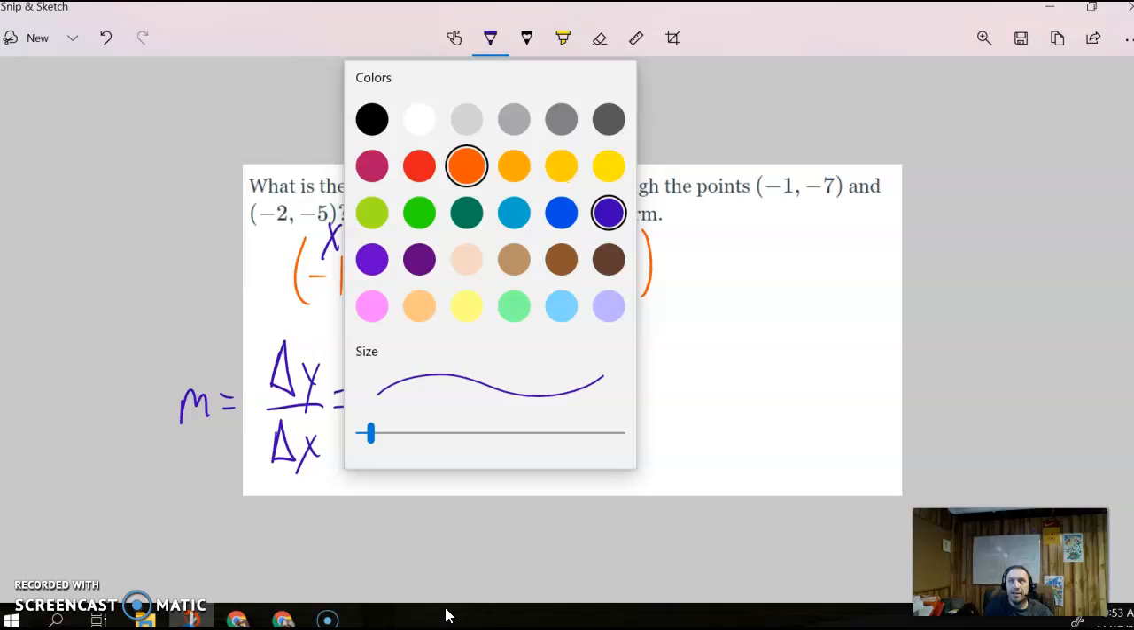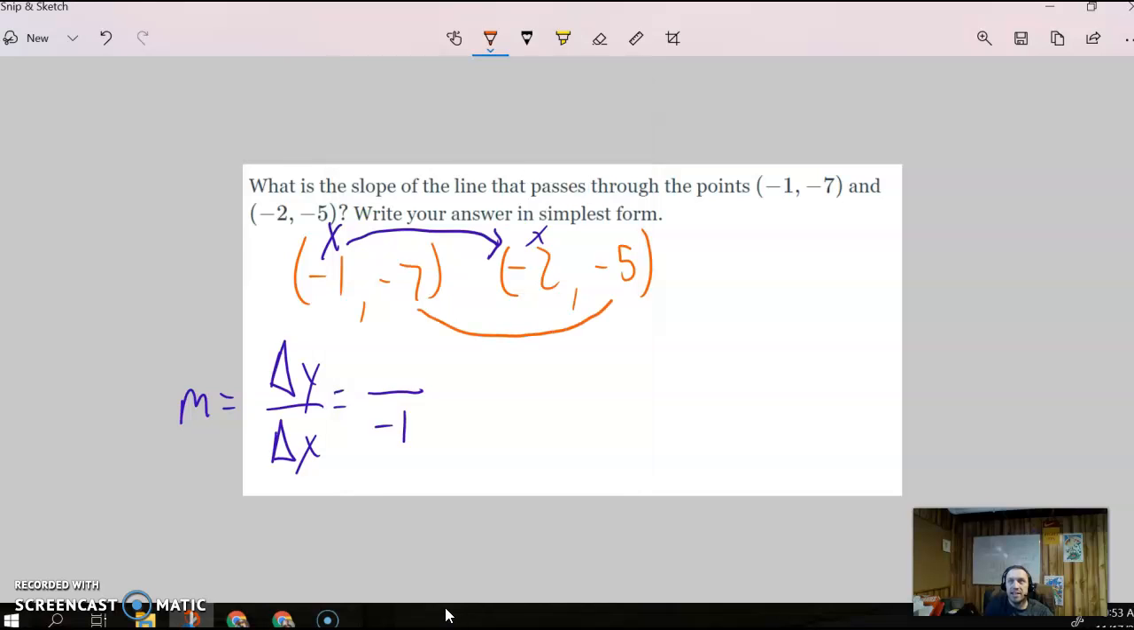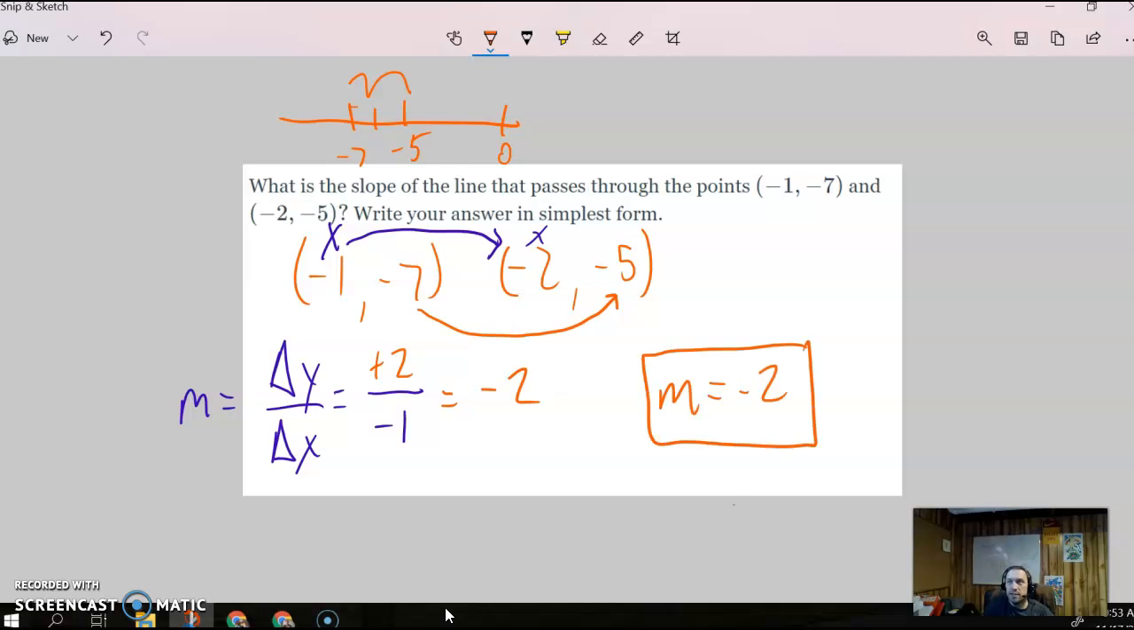My delta y goes from -7 to -5. So if I'm at -7 on a number line and I go to -5, I'm getting closer to 0, right? That's 1, 2. That's going up by 2. And so that's a positive 2. Well, positive 2 over -1 is -2. And so my slope for this is -2. This is in simplest form. Let's try the next one.